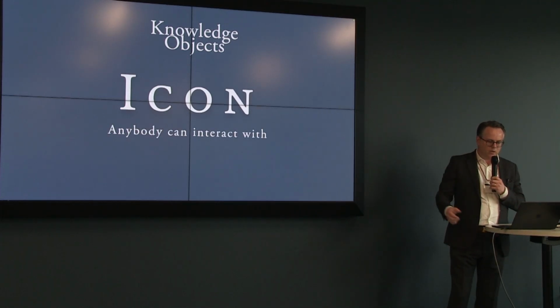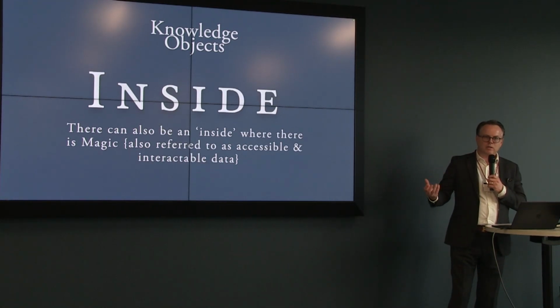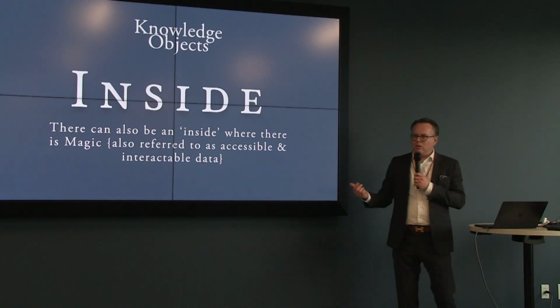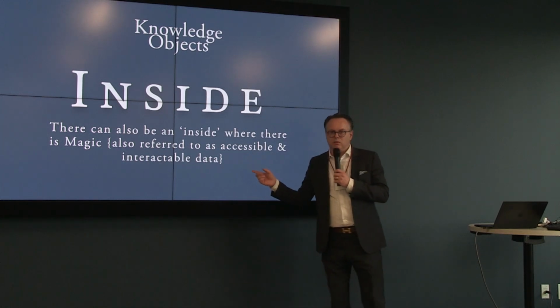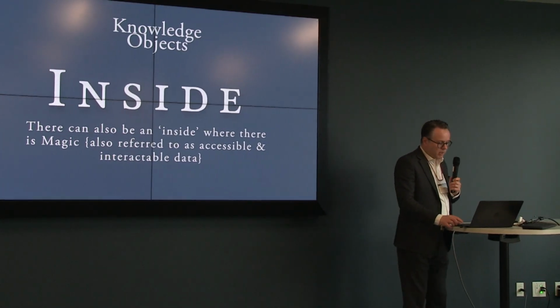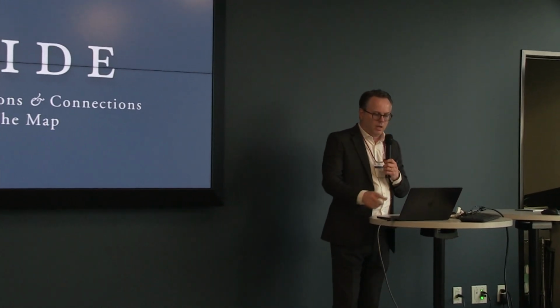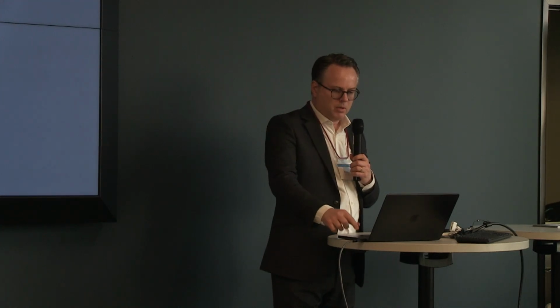So if you have an icon, as I said, anyone can interact with it. You also have an insider or a content or whatever you want to call it. And this is where the magic can be. And by magic, I mean accessible and interactable data. Okay? It really is magic though. So that allows for things to happen, right? Such as interactions and connections, first of all, within the map.